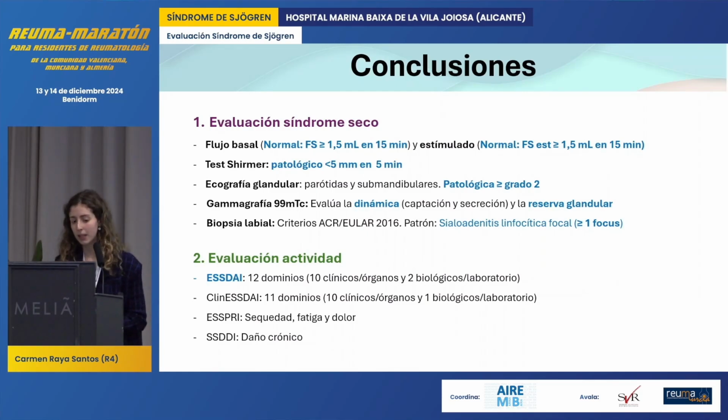In the second part, the assessment of disease activity, the most important and most practical tool we can use in clinical practice is the ESSDAI. But remember the SSDDI for assessing chronic damage, and the ESSPRI to see if fatigue and pain remain.